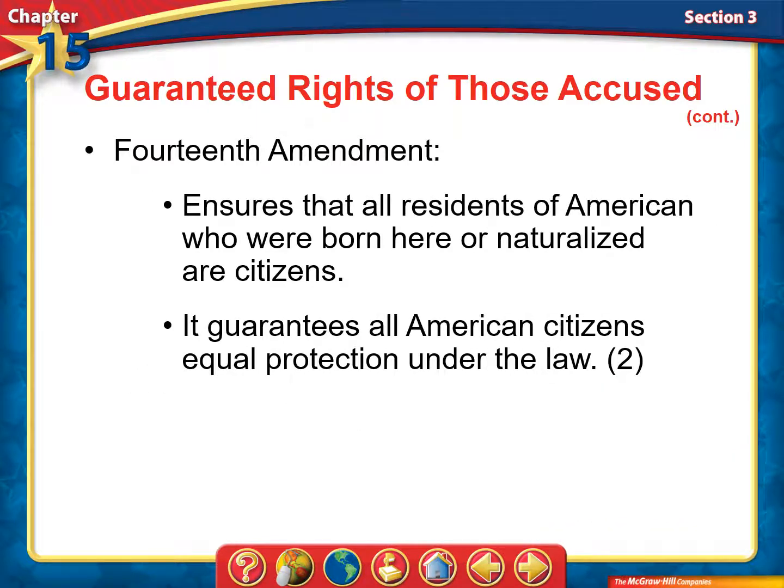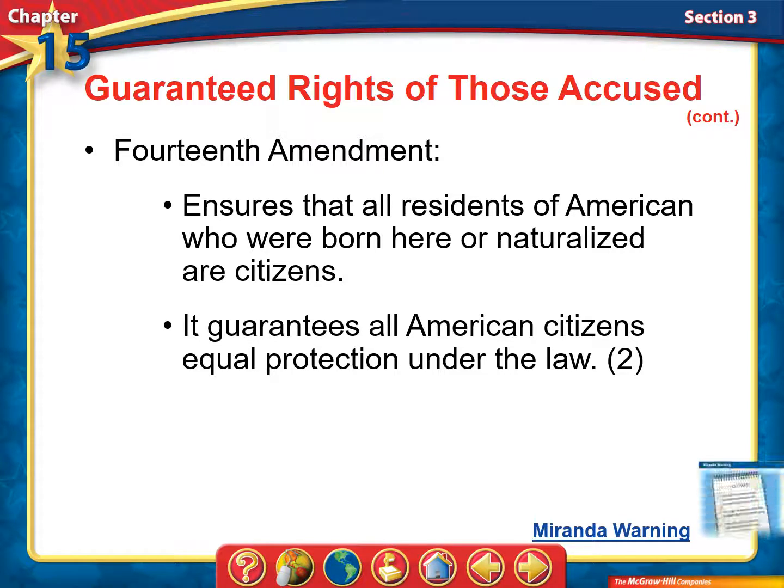14th Amendment. The 14th Amendment's purpose is to ensure that all residents of America who were born here or who have become citizens through the legal process are guaranteed equal protection under the law. Equal protection under the law, regardless of race, gender, religion, previous condition of servitude, etc., etc.